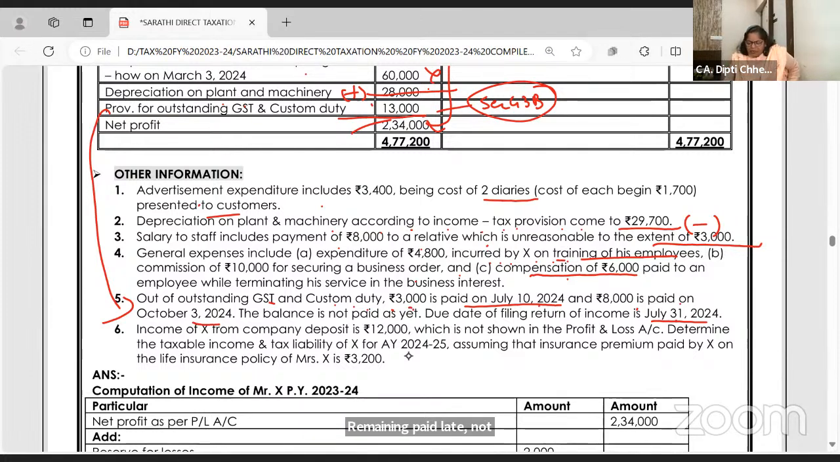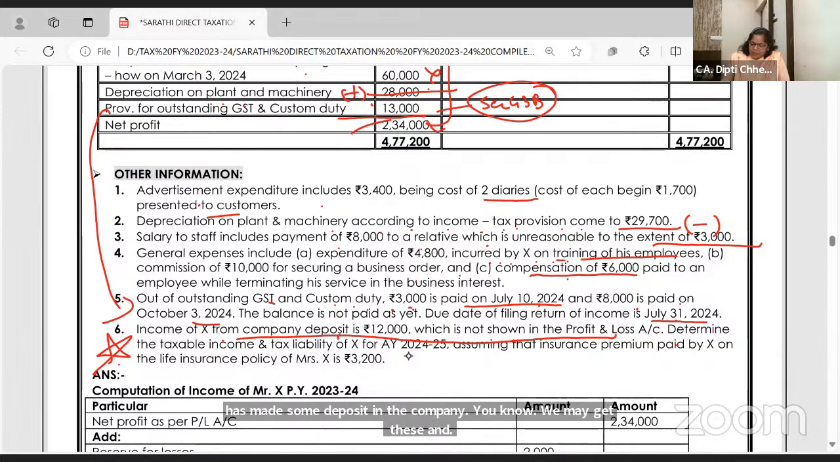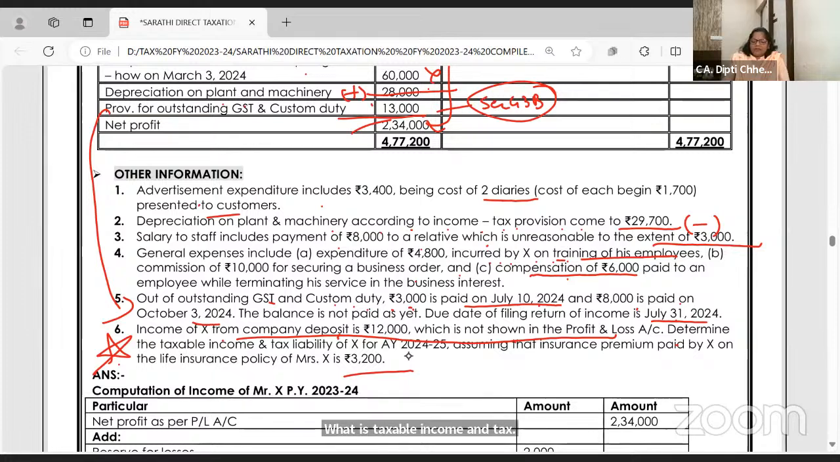Income of X from company deposit is 12,000, which is not shown in the P&L account. What should I do now? I want everyone to answer the 6th bit. I'm looking at the chat box. Other than business income, he has made some deposit in the company. We make FDs and all. So income from that is 12,000. What is taxable income and tax? His own LIC is 3,200.